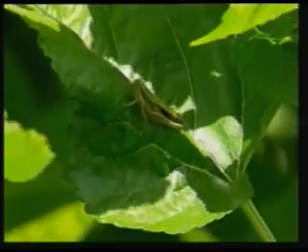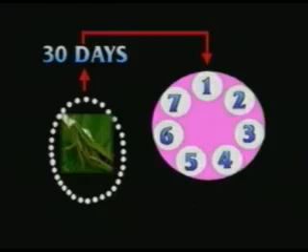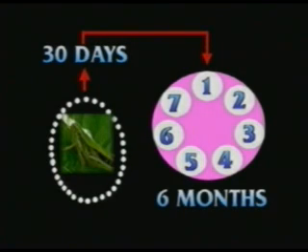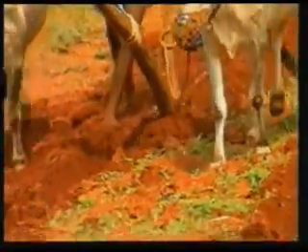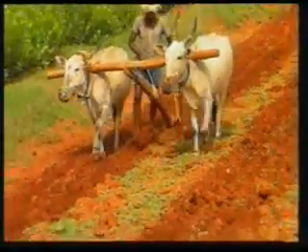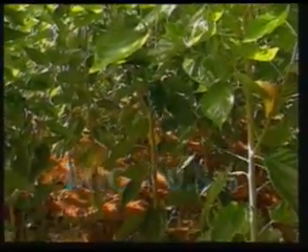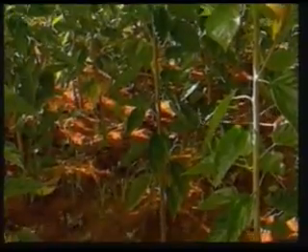Female lays about 6 to 8 egg pods in the loose soil at a depth of 2 to 3 centimeters, each pod containing 11 to 18 eggs. The eggs hatch in about 30 days and pass through 7 nymphal stages and complete the life cycle in about 6 months. Deep ploughing exposes the egg pods, which can be left for natural predators to destroy. Spraying 0.5% BHC on the plant is effective. The safe period is 10 days.